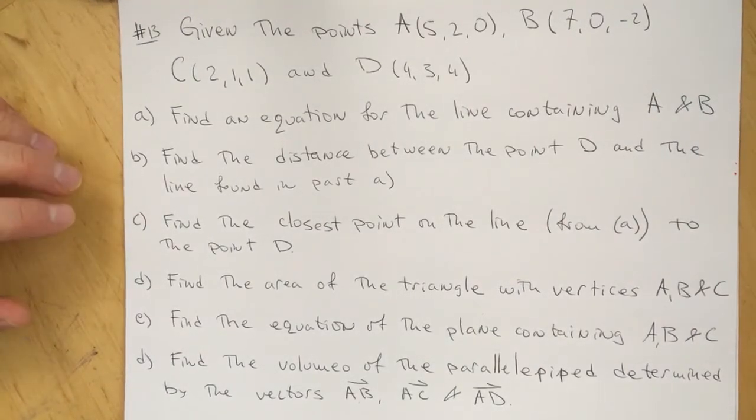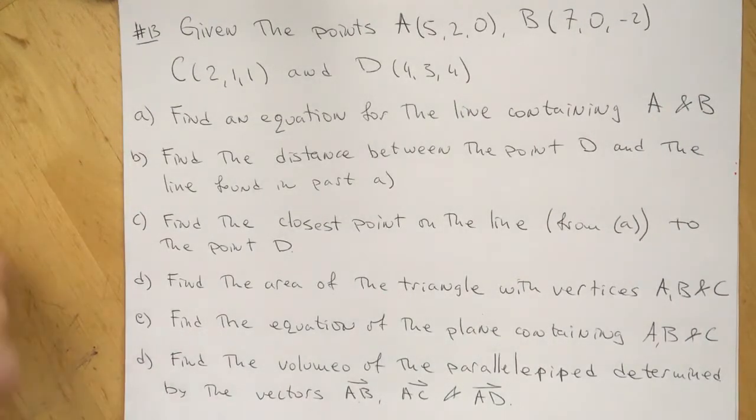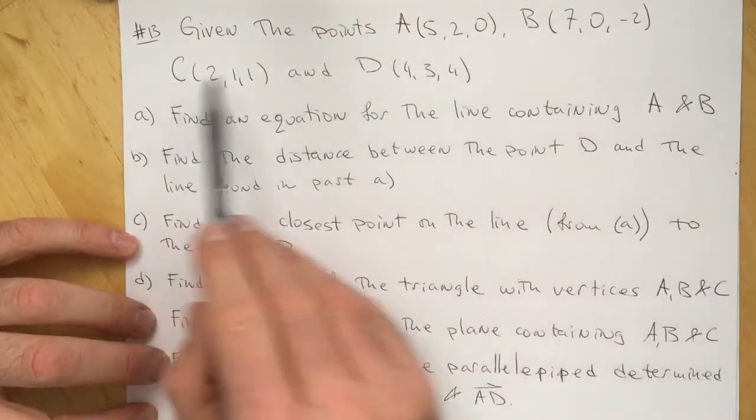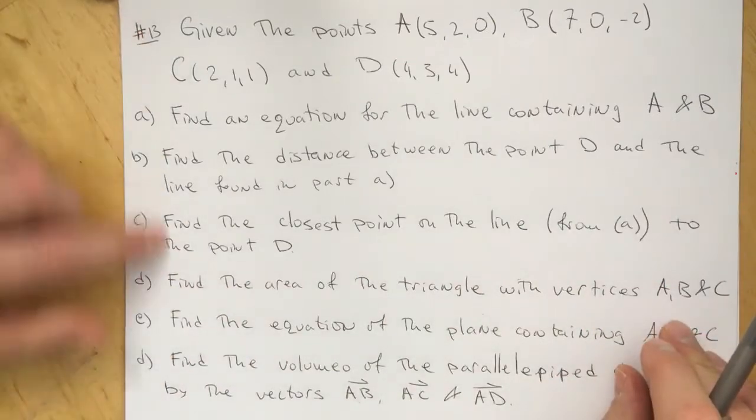Okay, so in this video, this is problem 13 from the final May 2015, if I'm not mistaken. Here we're going to do another problem from vector geometry. The problem says: given the points A, B, C, and D, and then we have a list of questions here.